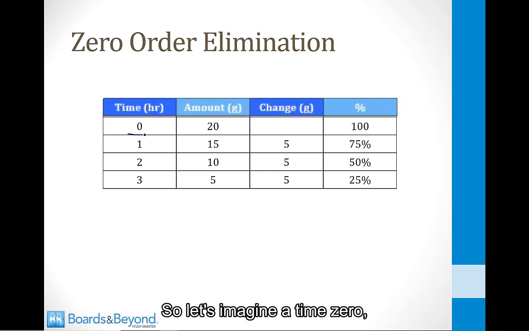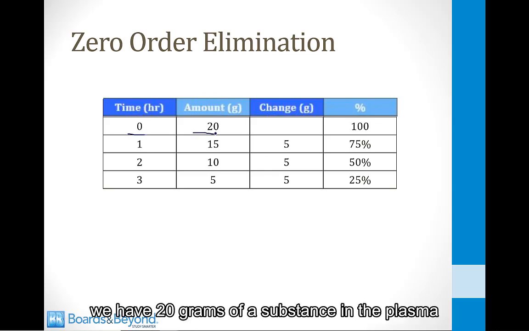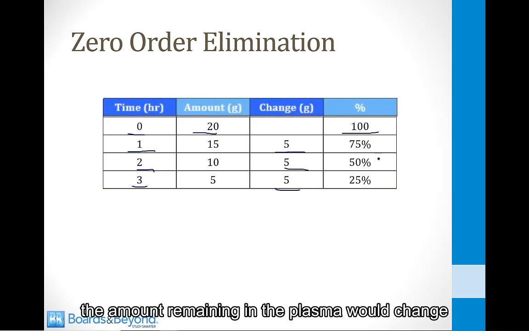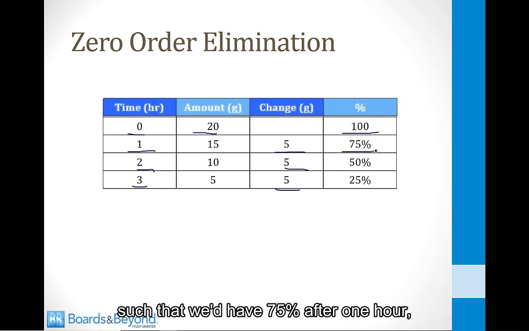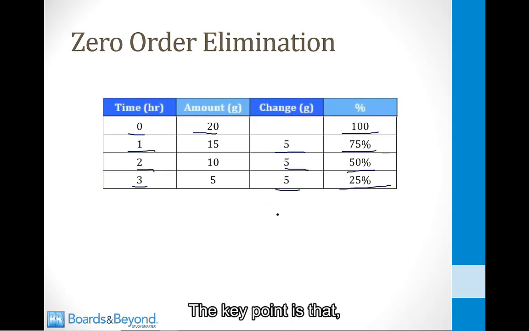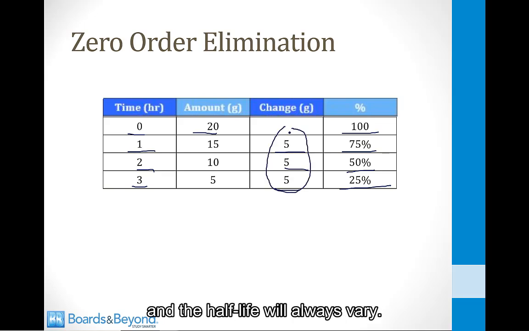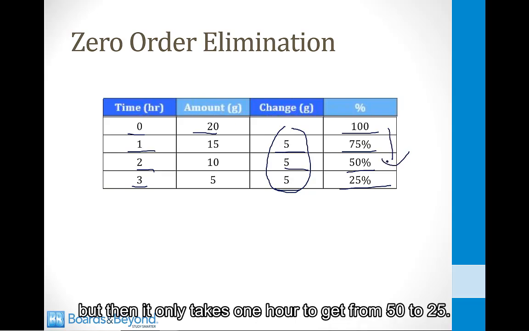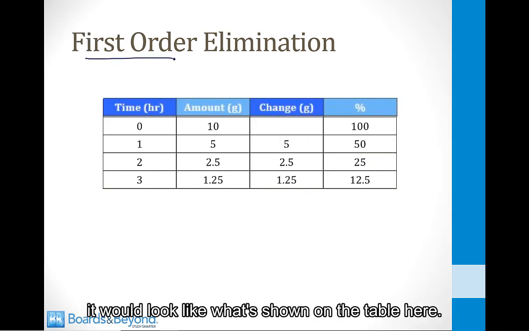So let's imagine at time 0, we have 20 grams of a substance in the plasma. That is 100% of the substance. If we had zero order elimination, for each hour that goes on, a constant amount would be removed, for example, 5 grams per hour. What that means is that the amount remaining in the plasma would change such that we'd have 75% after 1 hour, 50% after 2 hours, and 25% after 3 hours. The key point is that the change per hour is constant and the half-life will always vary. So for example, it takes 2 hours to get to 50%, but then it only takes 1 hour to get from 50 to 25.